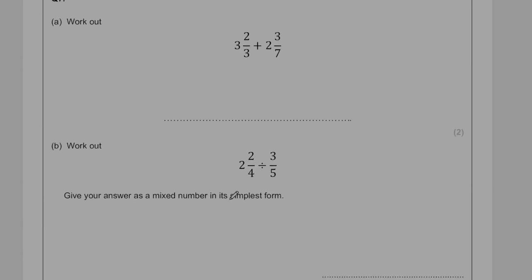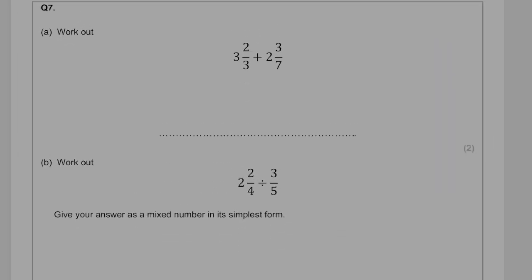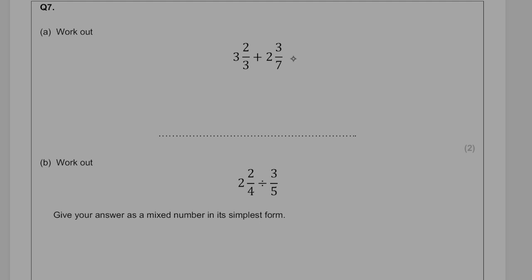Question 7. Work out 3 2/3 plus 2 3/7. For this, I'm going to split them into number part and fraction part separately. That's just my preferred method. So I'm going to split that to 3 plus 2, and then for my fractions, the lowest common multiple of 3 and 7 is going to be 21. So I'm going to convert them both to equivalent fractions over 21.